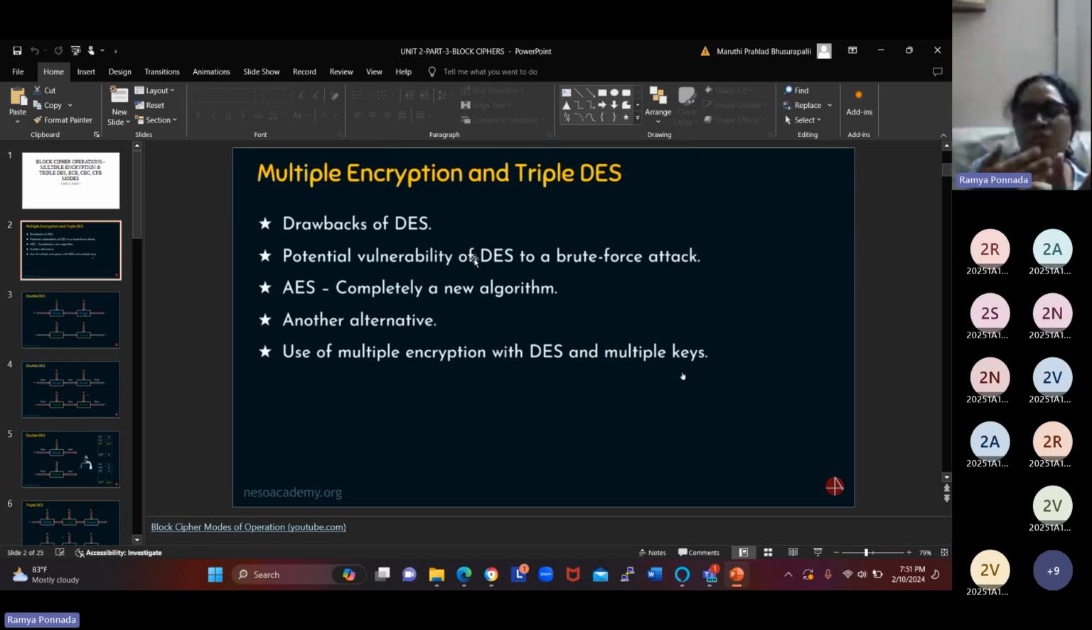So the brute force attacker can keep on guessing more than half the combinations, and he can easily attack and he can easily retrieve the key. Okay, so then you are going to be using the AES algorithm, which is going to be a new algorithm, which is going to have different kinds of variants: 128, 192, and 256 are going to be there. So the other alternative which you are going to be having is multiple encryption with your DES, which is going to be holding multiple keys.